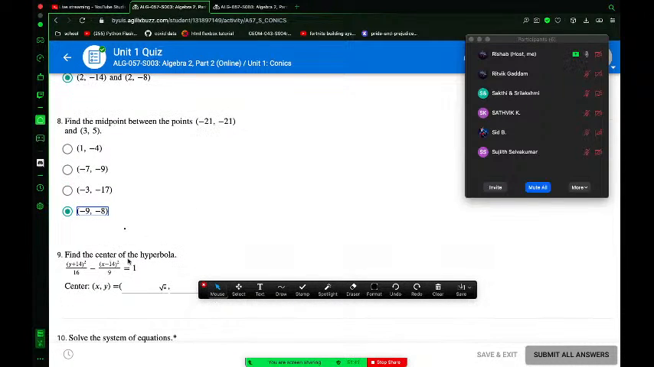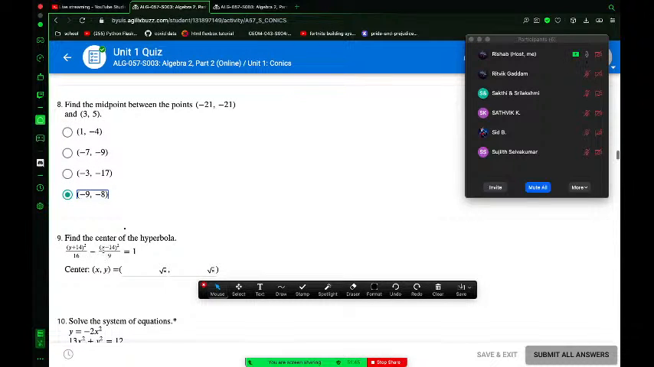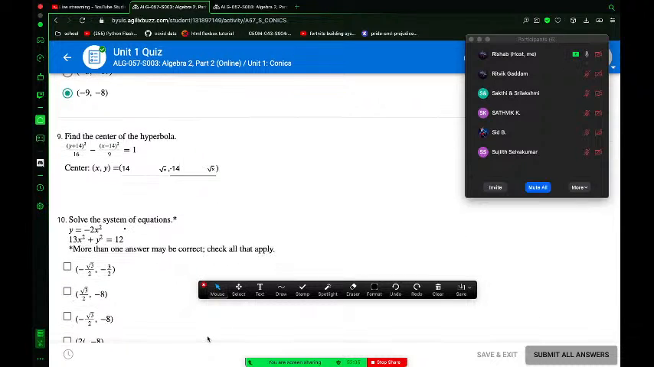Okay, so find the center of the hyperbola. The center is obviously h comma k. Over here, h is 14 and k is negative 14. That's so easy. So, yeah, that's pretty easy, like you said, I think that was Satvik or Sakti.